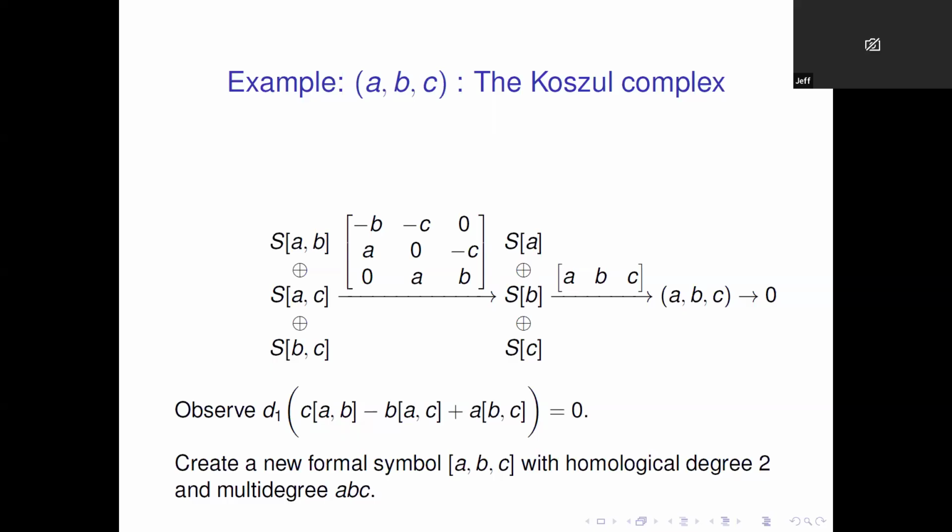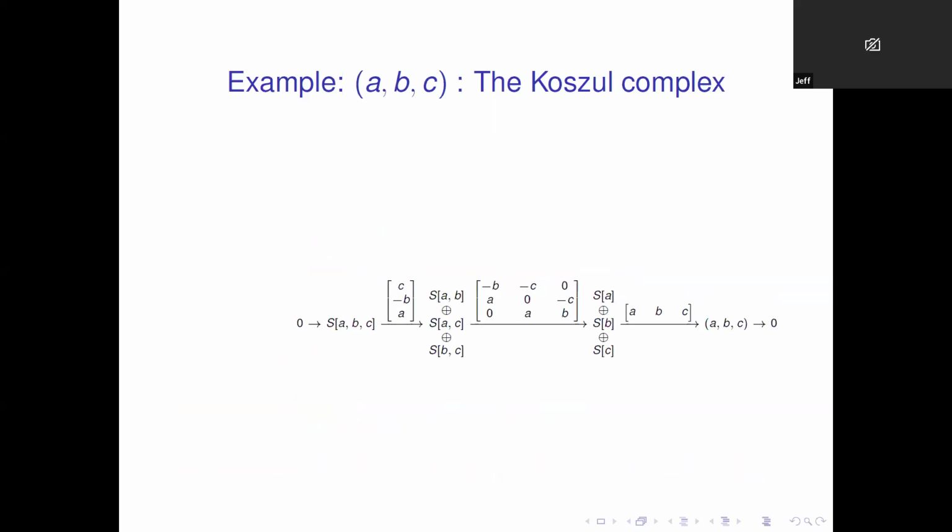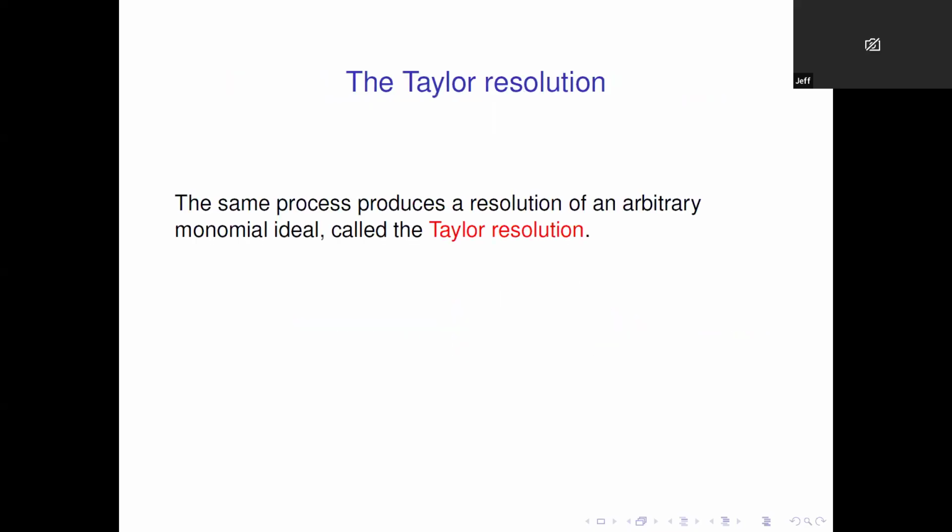So the next module over, we're going to need to hit that syzygy. So we create a new formal symbol, which we're going to call ABC. It's got homological degree 2, it's got multi-degree ABC, and it gets mapped to that expression. And so when the dust clears, we have this resolution for the maximal ideal in 3 variables, ABC. This is a very famous thing. It's called the Koszul complex. It works out great because those form a regular sequence. But it's also an example of something called the Taylor resolution.